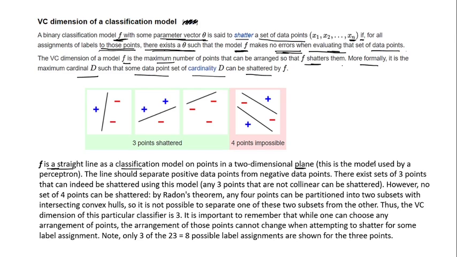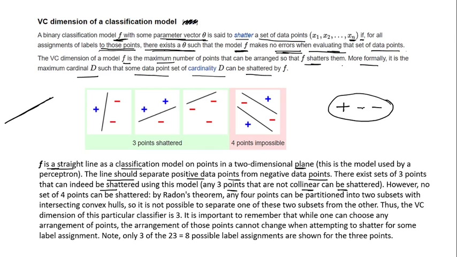That is the model used by a perceptron. The line should separate positive data points from the negative data points. There exist 3 points that can indeed be shattered. So the straight line can actually shatter a maximum of 3 points. Any 3 points that are not collinear can be shattered. If the points are collinear, even though they are positive, it cannot be shattered.